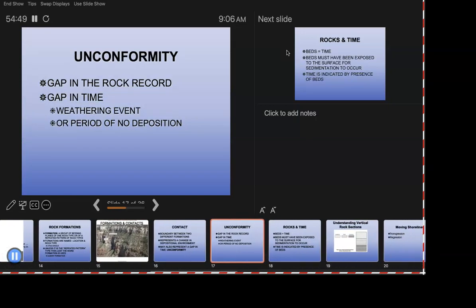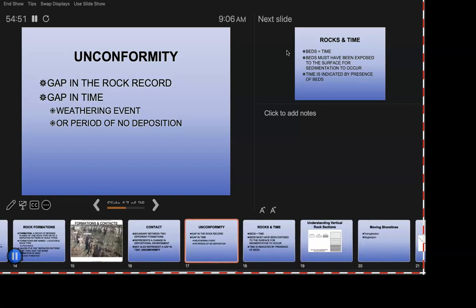That's called an unconformity. Yet another vocabulary word for you. So it's a gap in a rock record, which therefore equals a gap in time. And it could either be due to a weathering event or just the fact that you're in a non-depositional environment.